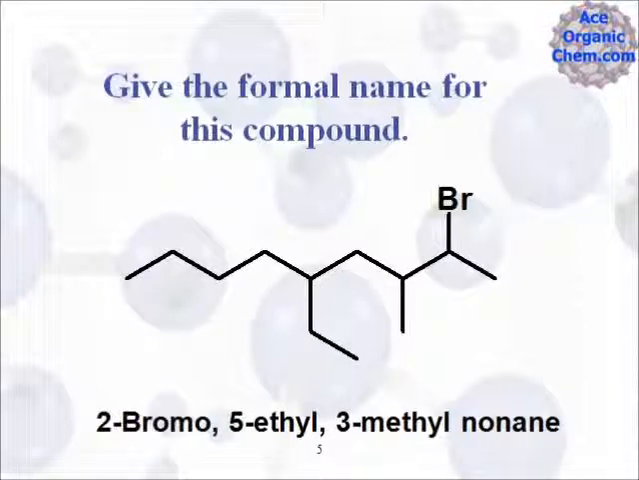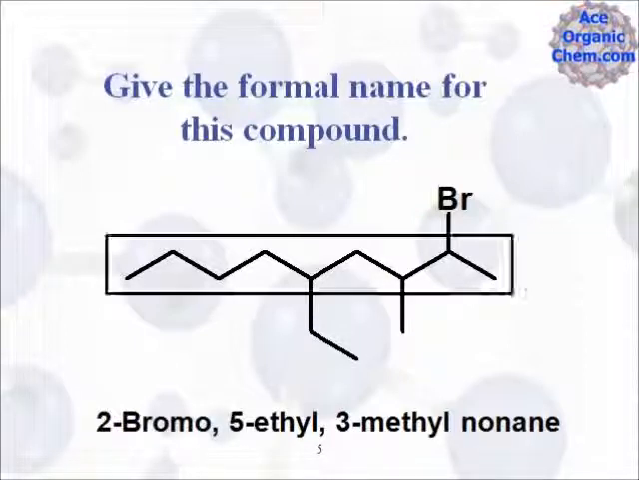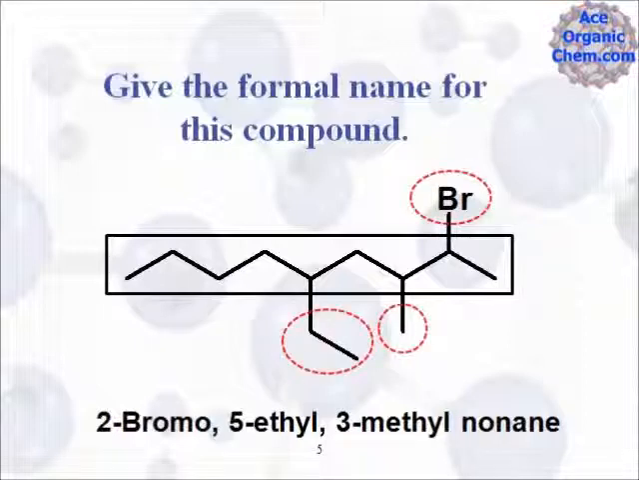All right, so there is the name. 2-bromo, 5-ethyl, 3-methyl nonane. Again, put a box around the longest chain and circle your substituents, and that's the easiest way to do these problems. There's the box, there's your circles.